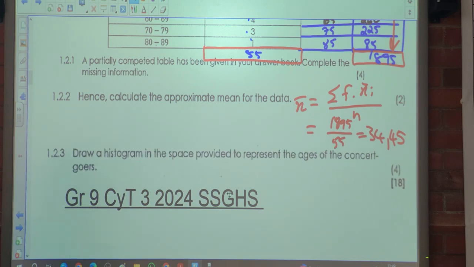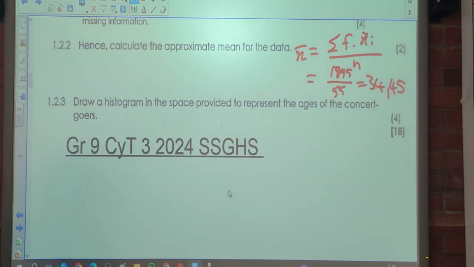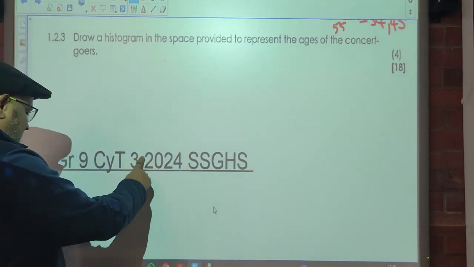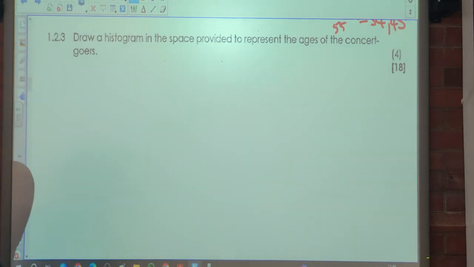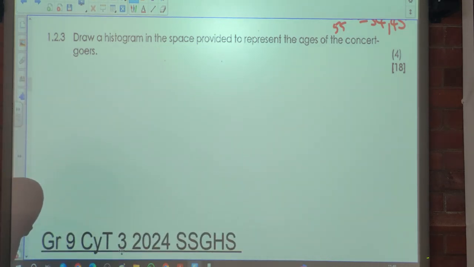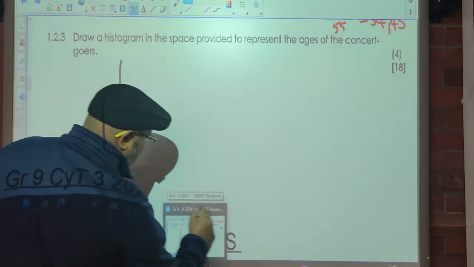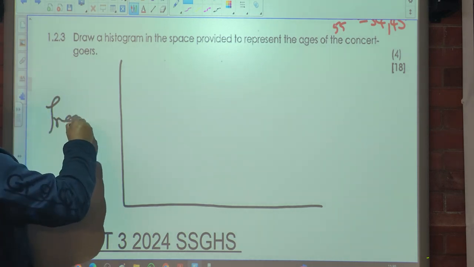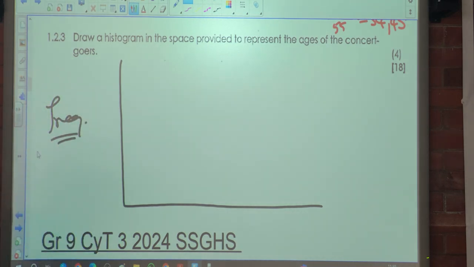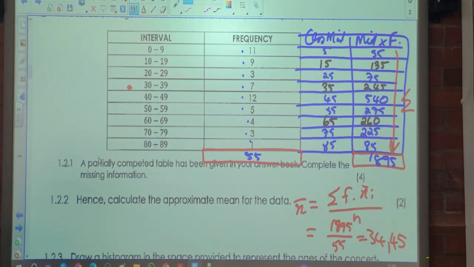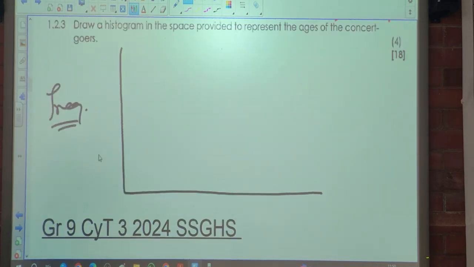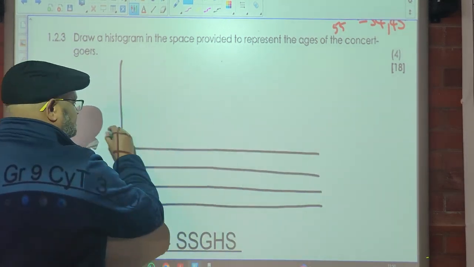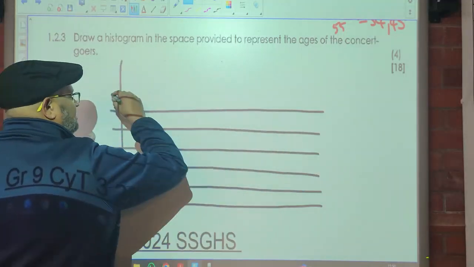Okay. Draw a histogram in the space provided to represent the ages of the concert goers. People, your diagram would probably look like this here. So here we would have your frequency. What was your highest value here? The highest was 12. So here I go. 2, 4, 6, 8, 10, 12.